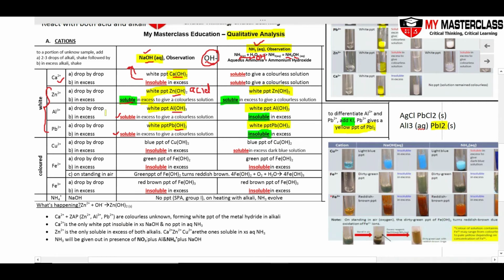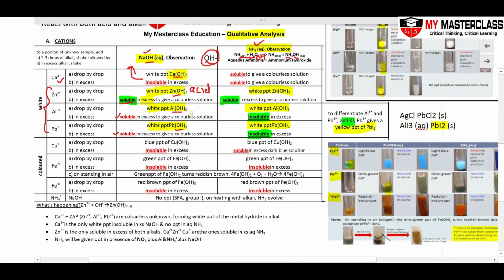Okay, so I talked about the white precipitates. Then I'm going to talk about your colored ions, your colored cations. This is your transition metal ions. Most common, we have your copper, iron 2, and iron 3. So these are the colors: blue, green, and then reddish brown.